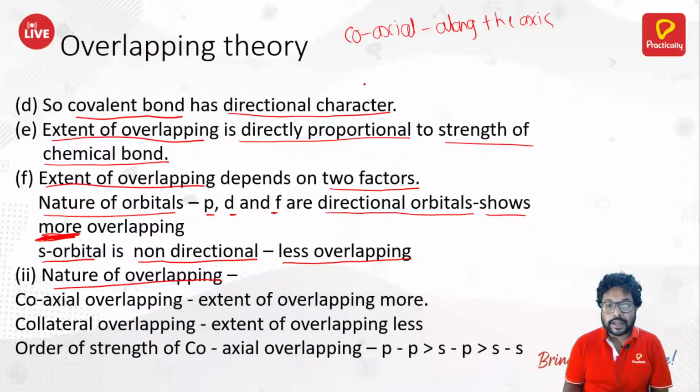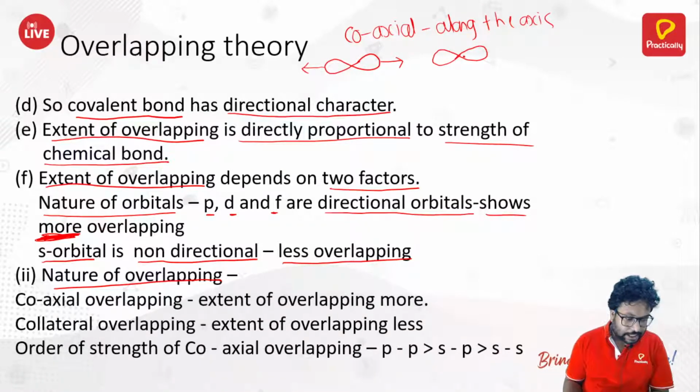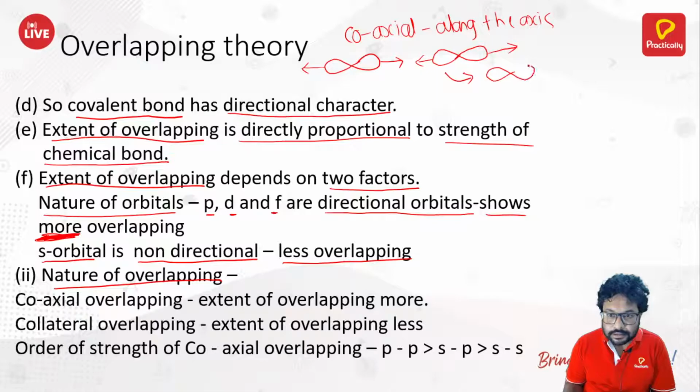For example, this is your p orbital. This is its axis, right? Then you have another p orbital. This p orbital also has this as a direction. So if they overlap in this direction, that means if they overlap like this, this is called coaxial overlap.